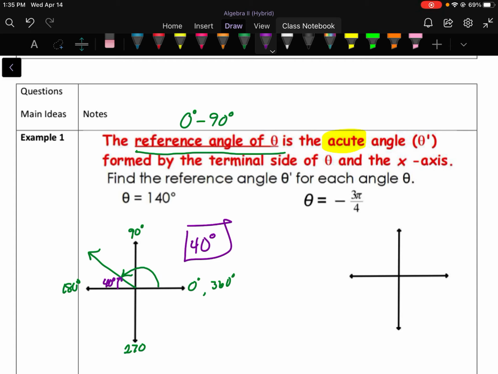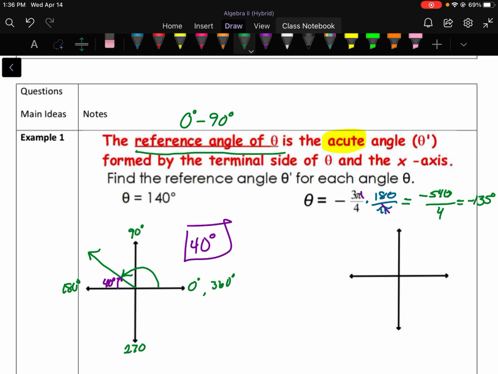If you have radians, you might want to first convert radians to degrees. So we are going to take negative 3 pi over 4 and multiply by 180 over pi. The pi's are going to cancel out. We could cross-reduce, or you can multiply straight across, it doesn't matter. 3 times negative 180 is negative 540, and 4 times 1 is 4. If you simplify that, it's negative 135 degrees.